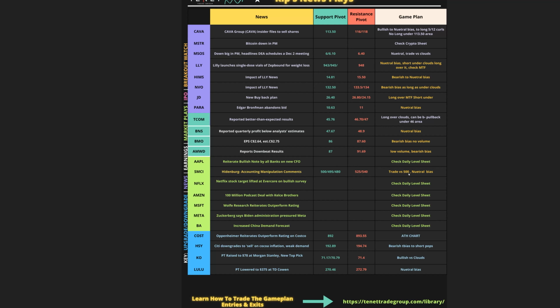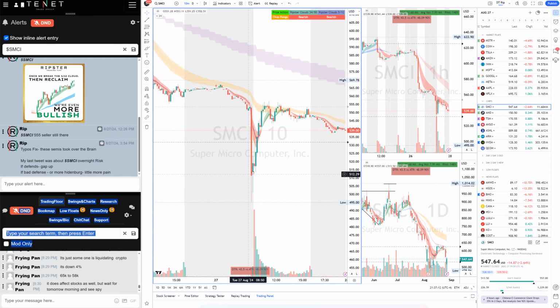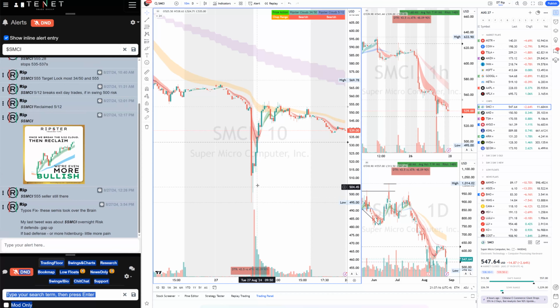If it stays over 500, you go long over 500, risking the 500. The breakout pivot was 525, and then there's 540. Usually I'm very wary of any long, unless you are taking a C minus setup, which is against the trend, because you don't know, we could easily reject here and fade all day.